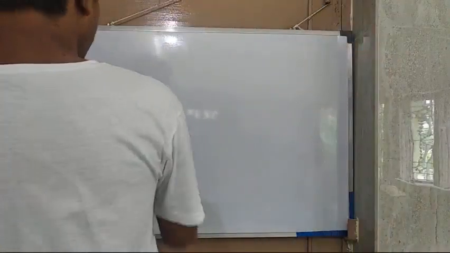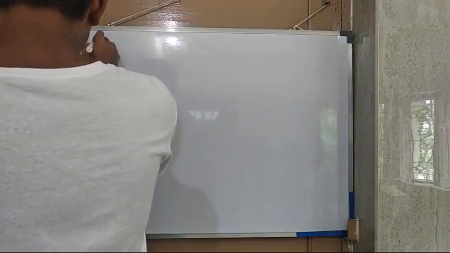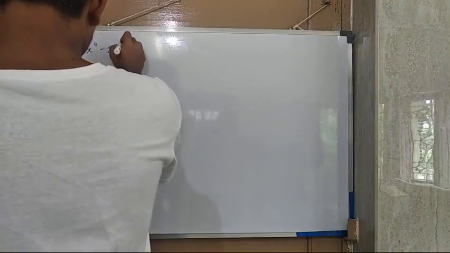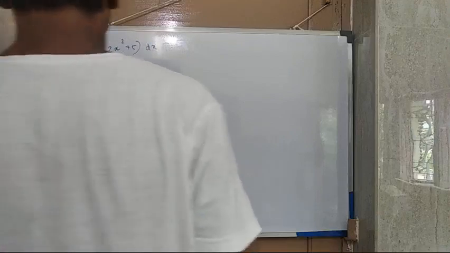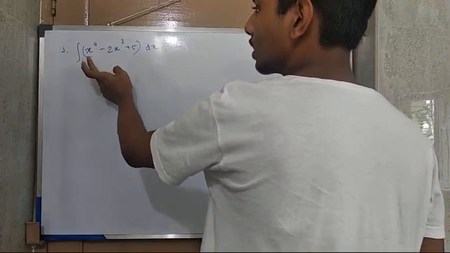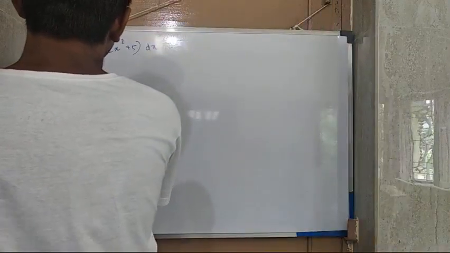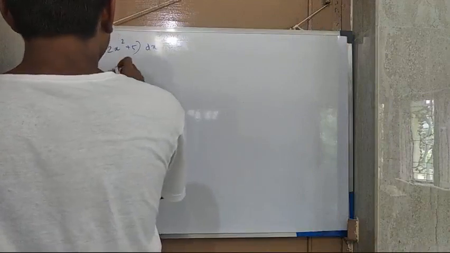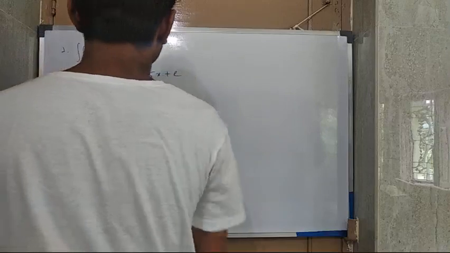So let's start from the first integral. The first integral states: integrate x to the power 4 minus 2x squared plus 5 dx. If this is in a polynomial form, you can just integrate it one by one. First integrate this, then this, then this. So the answer is x to the power 5 by 5 minus 2/3 x cubed plus 5x plus c.